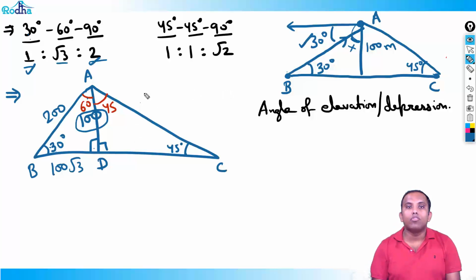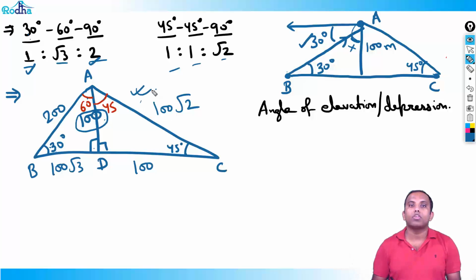In this case here, 45 opposite is 1, so the other is also 1, and the hypotenuse is root 2. Here 45 opposite is 100. This also becomes 100, and the ratio is 1 is to 1 is to root 2. So 100, 100 and 100 root 2. So we got the answer. With this information, I have calculated every other length in this figure. This is the application of the 30, 60, 90 triangle and the 45, 45, 90 triangle. Now we'll keep on using it.